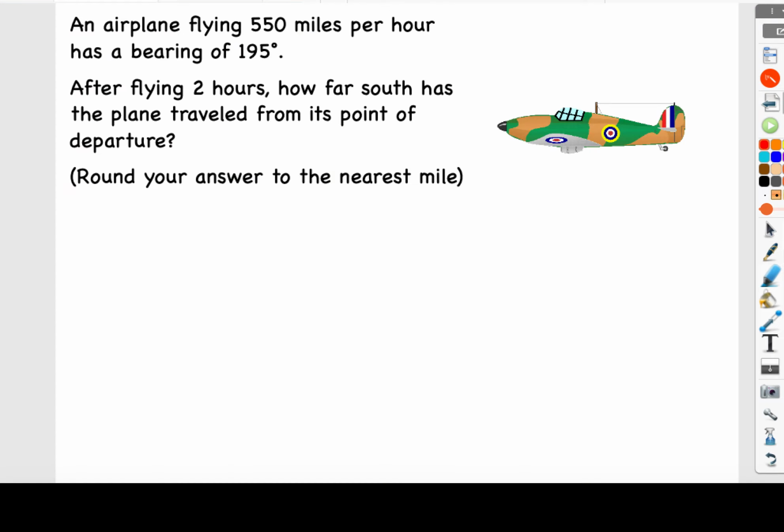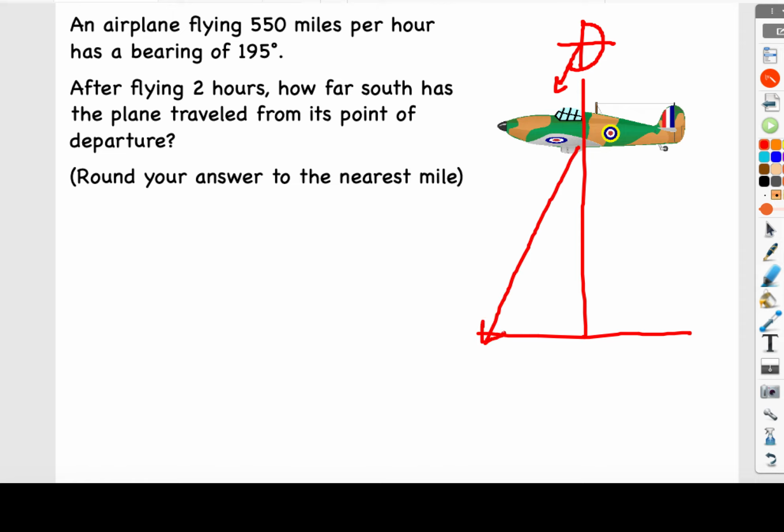Let's do one more bearing problem. Again, this one we're dealing with aviation. So notice up top here, an airplane is flying 550 miles per hour and at a bearing of 195 degrees. Well, remember, that's a bearing, if we're looking at it clockwise from north. So if we're looking here, we're going to be going around from north clockwise 195 degrees. So we're going to be traveling this direction.